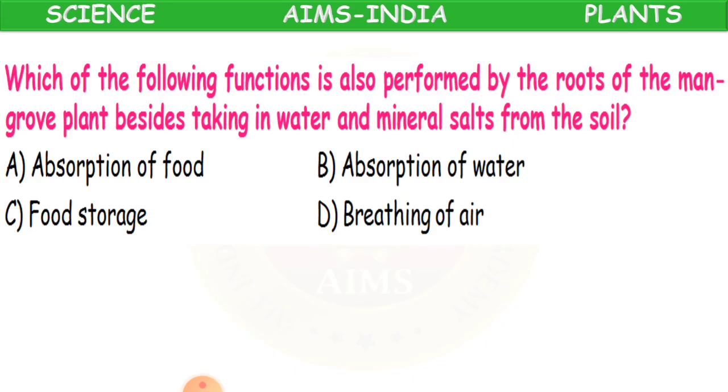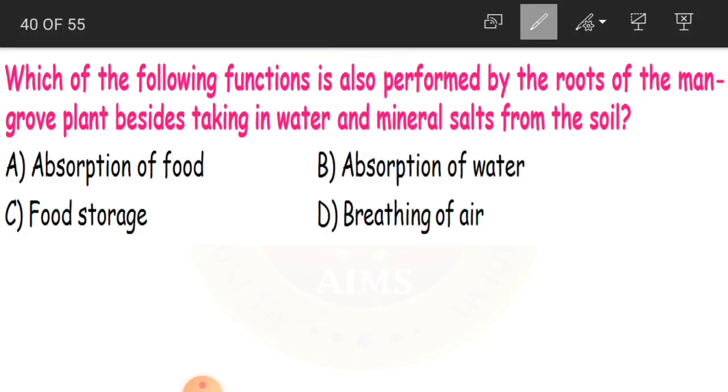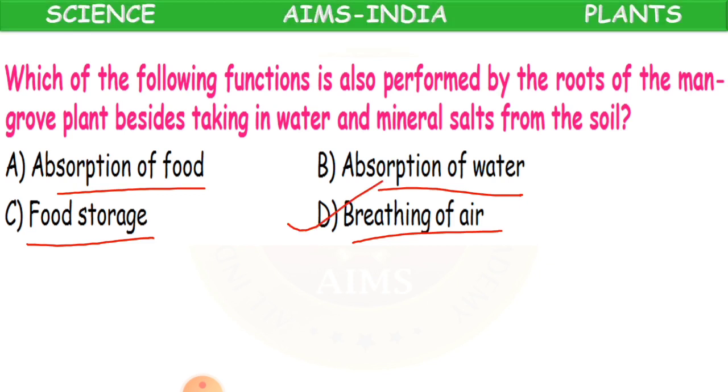Which of the following functions is also performed by the roots of the mangrove plant besides taking in water and mineral salts from the soil? So children, mangrove plants also take water and mineral salts from the soil. Apart from that, what is the other function, other work? Is it absorption of food, absorption of water, food storage or breathing of air? And the answer is D option, that is breathing of air.